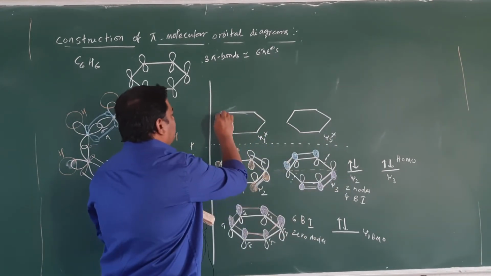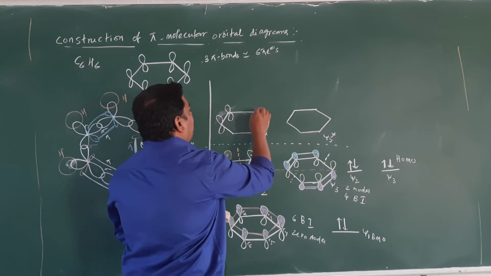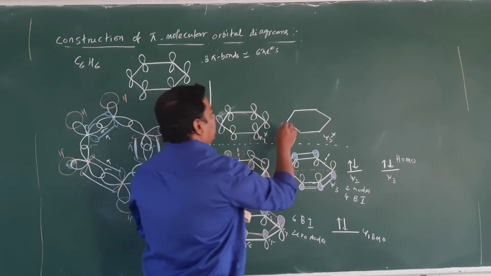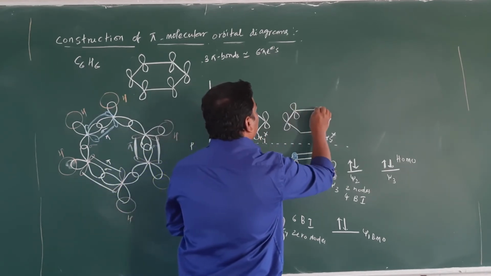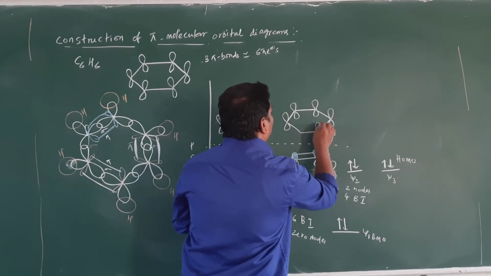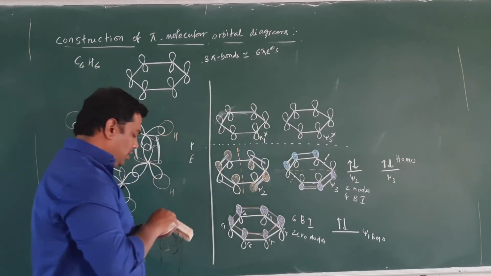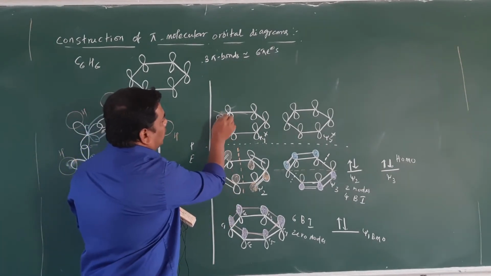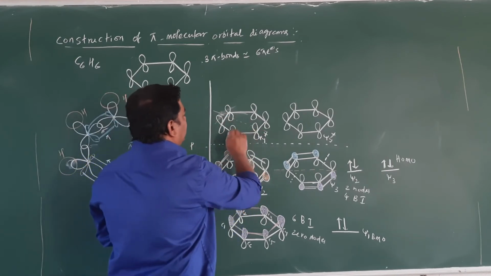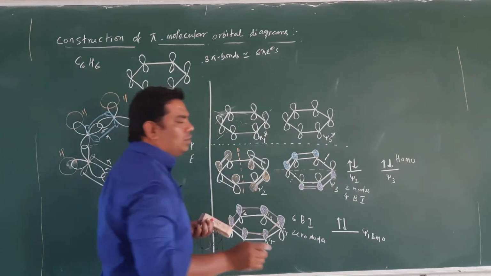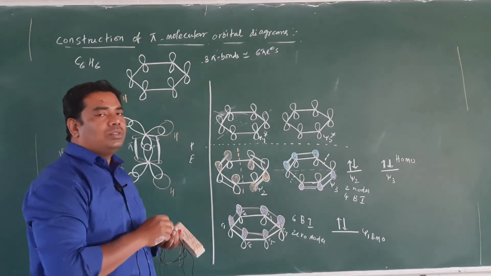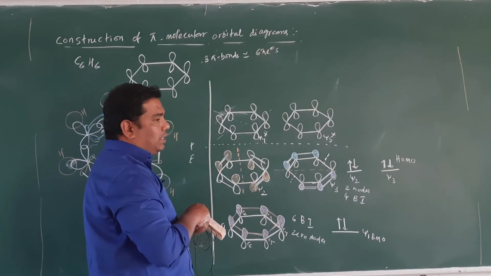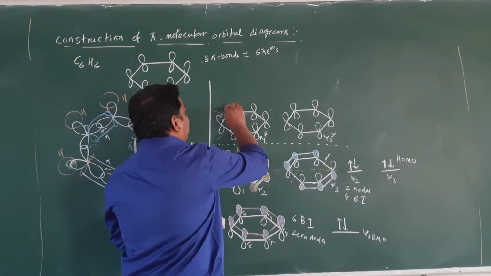So here also I will write. First of all you can write the pz orbitals. So 1 2 3 4 5 6, students. Here also 1 2 3 4 5 6. Generally the nodal planes, students, you can see the nodal planes like this. Here we have 4 nodal planes, so only 2 bonding interactions are there. So I will shade like this one, students.